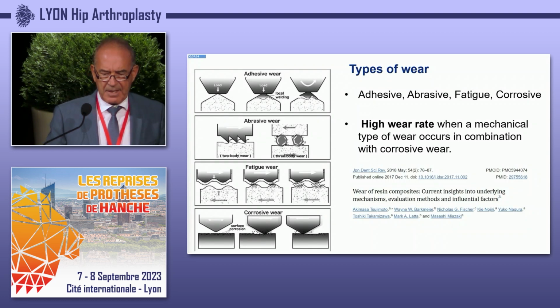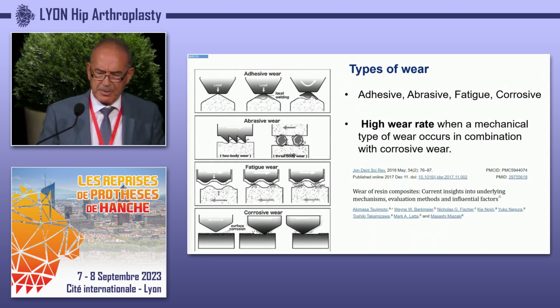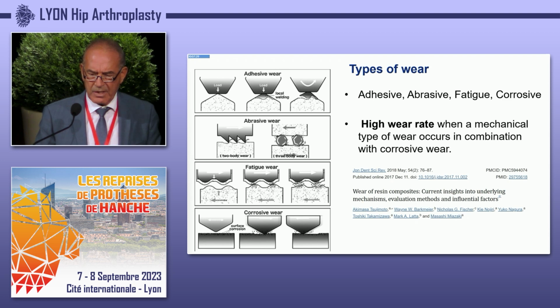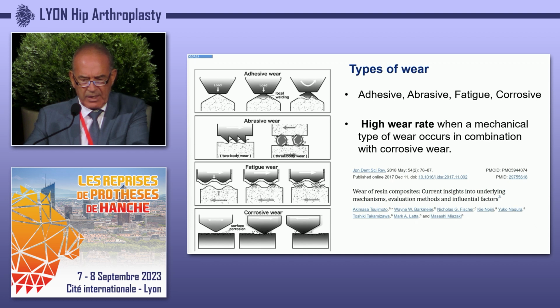Here you can see the types of wear: adhesive, abrasive, fatigue, and corrosive wear. And there is a high rate of wear when a mechanical type of wear occurs in combination with a corrosive wear.